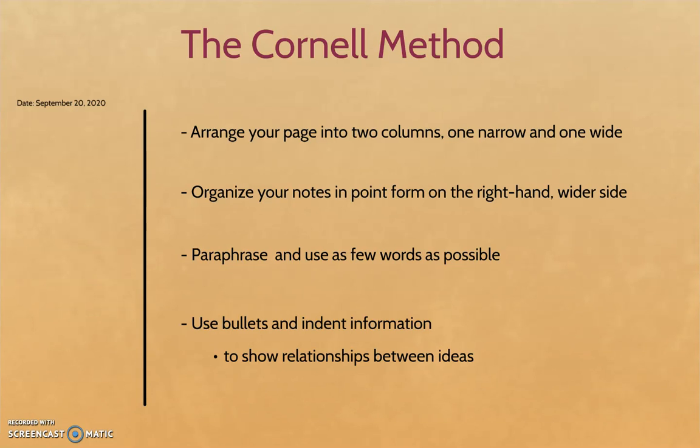On a sheet of paper or electronic document, create two columns. The column on the left should be about a quarter of the page, and the column on the right should be about 3/4 of the page. Leave the narrow column on the left blank, and use the wide column on the right to organize your notes in point form. Try to paraphrase the author's words while using as few words as possible. Also, you can use bullets and indent information to show relationships between ideas.